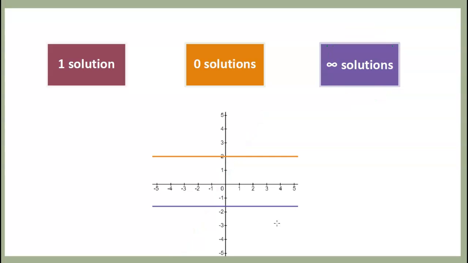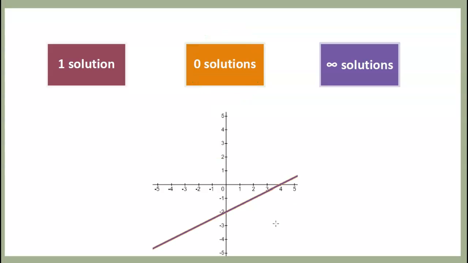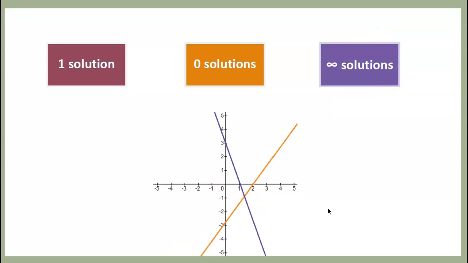How many solutions? There are 0 solutions. That's correct. These are parallel lines. They never intersect, so no solutions. Once again, we have 2 lines here. How many solutions? There are infinite solutions on this one. And this one? 1 solution, you can see it right over here.